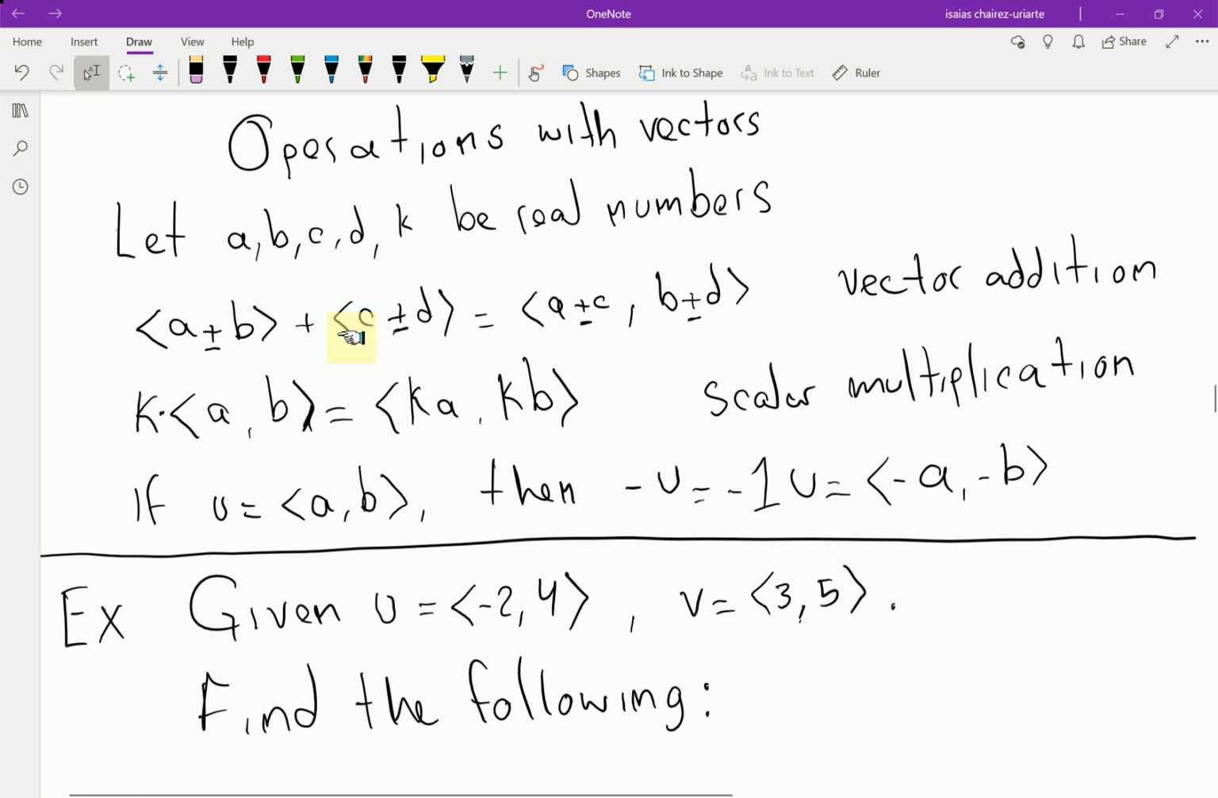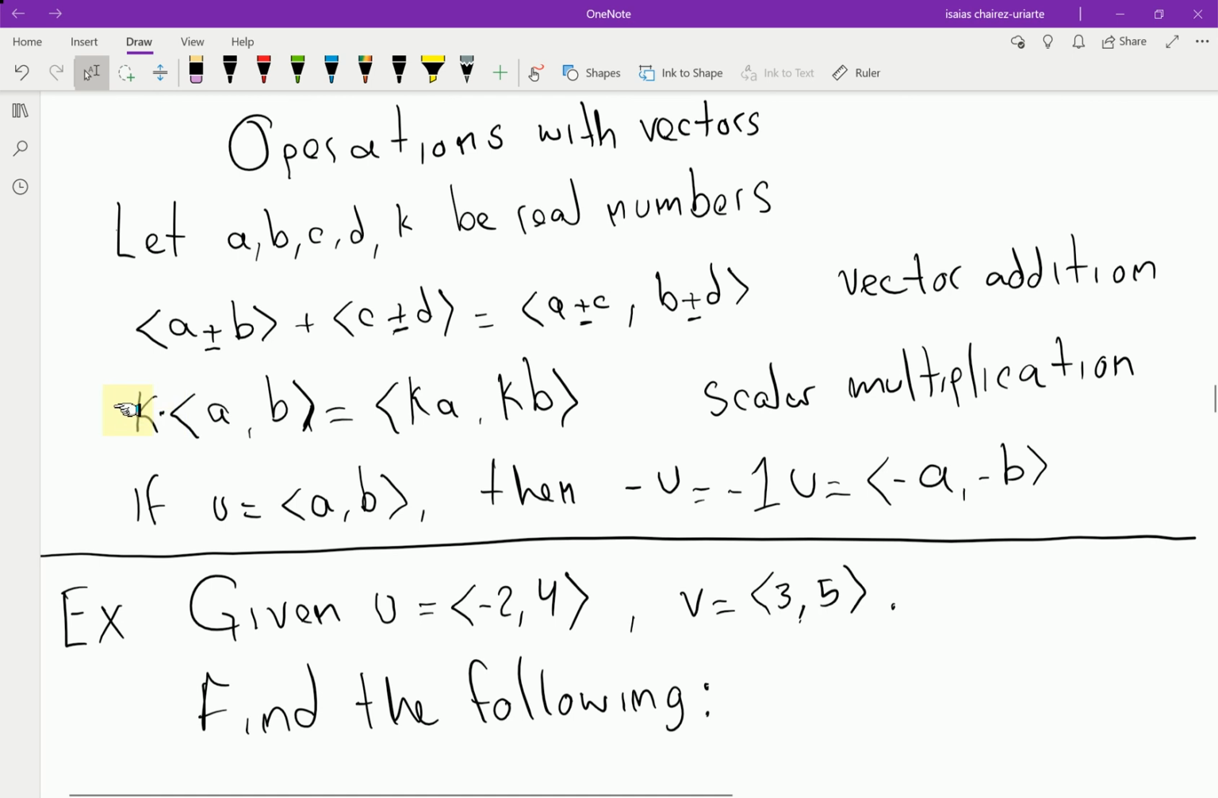There's another operation that we can do with vectors. You can multiply a real number times a vector. This is called scalar multiplication. You multiply the real number times the horizontal component, and you multiply the real number times the vertical component. That's what scalar multiplication does. What it does is it shrinks or lengthens the vector, or it changes the direction.